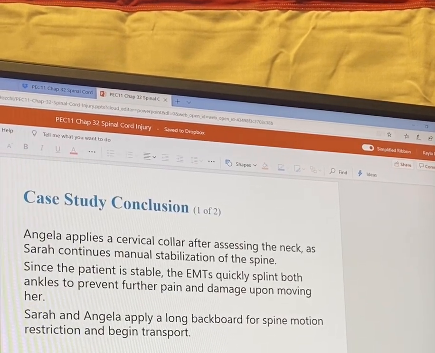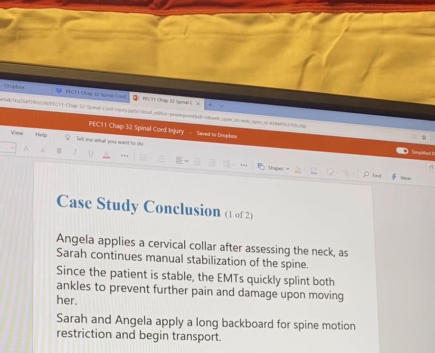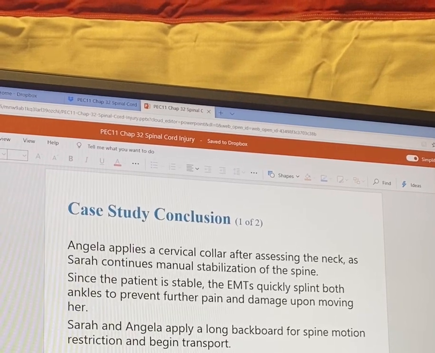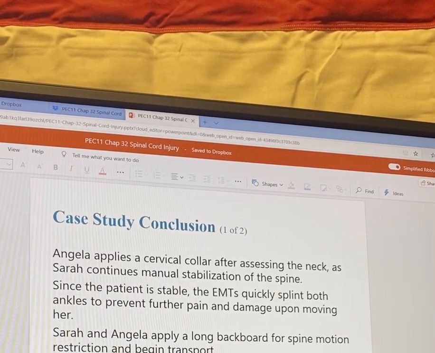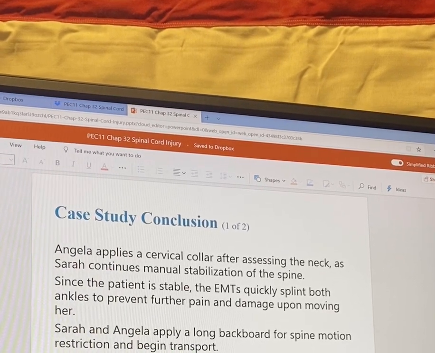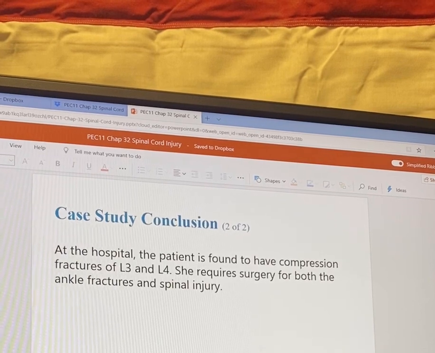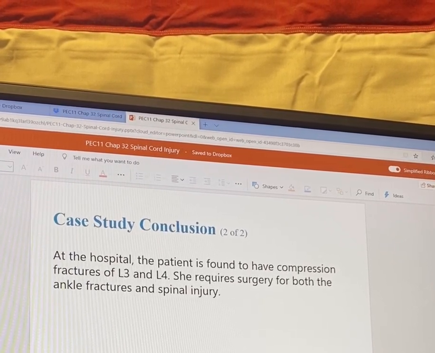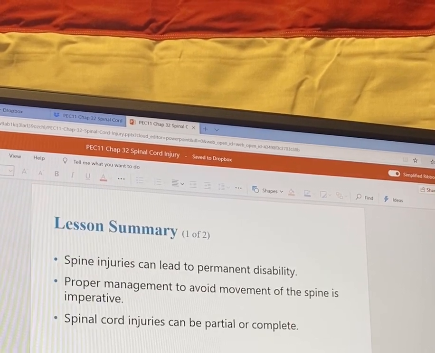Alright, Angela applies a cervical collar after assessing the neck as Sarah continues manual stabilization of the spine. Since the patient is stable, they quickly splint both ankles to prevent further pain and damage upon moving her. Sarah and Angela apply a long backboard for spine motion restriction and begin transport. At the hospital, the patient is found to have compression fractures of L3 and L4. She requires surgery for both ankle fractures.